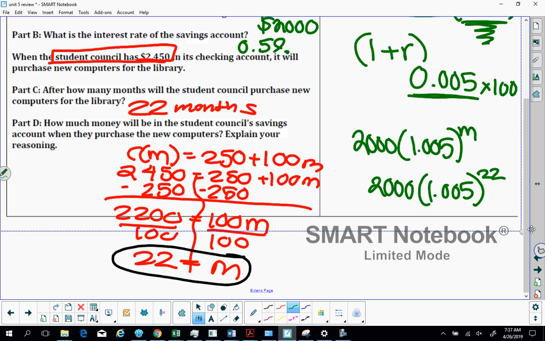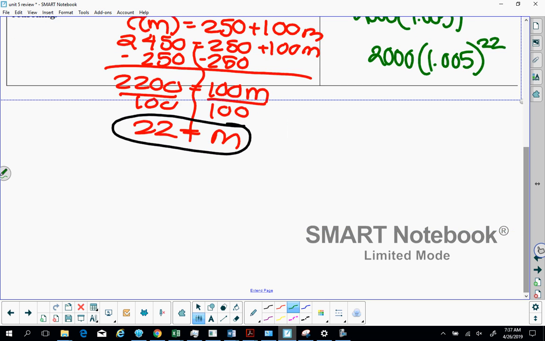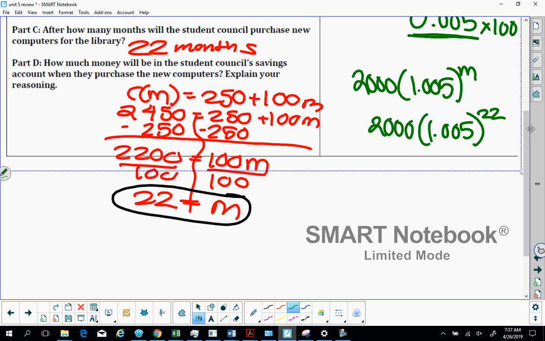What do you get when you put that into your calculator? And get the answer. All right, what's the answer?